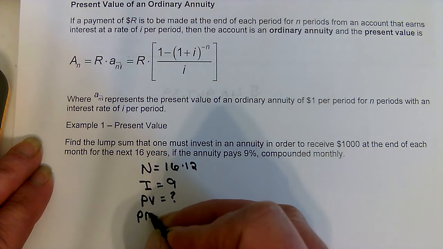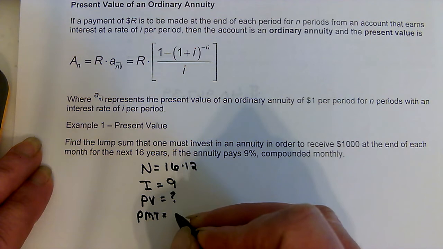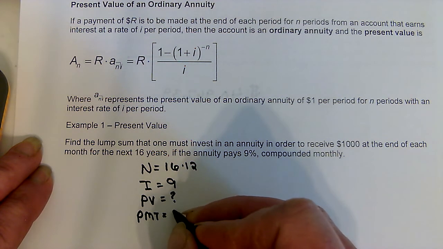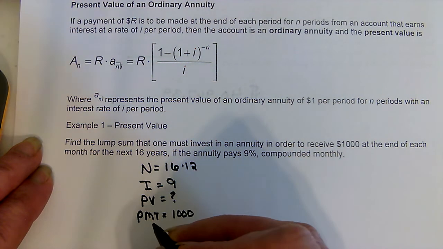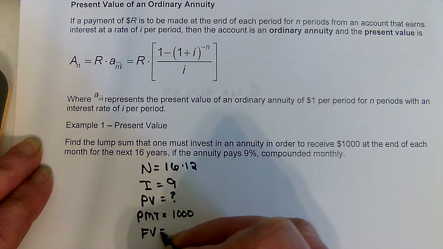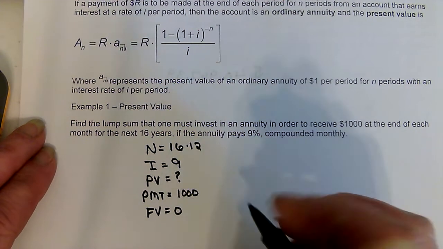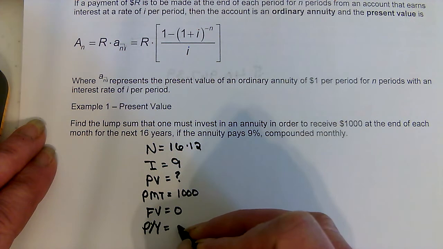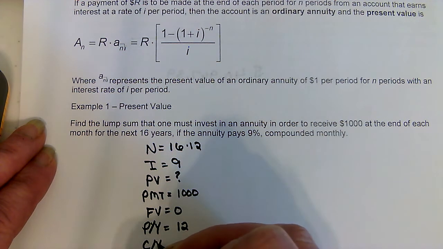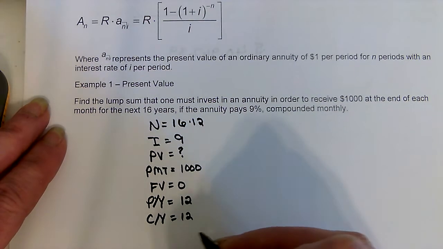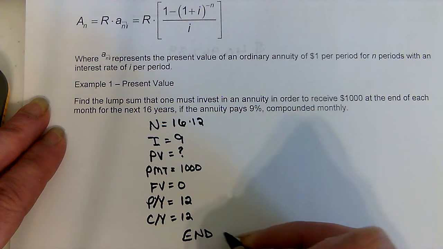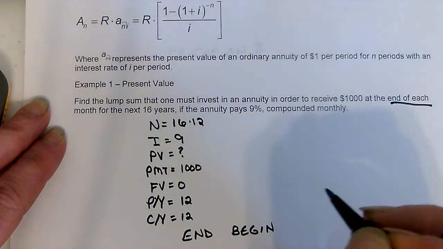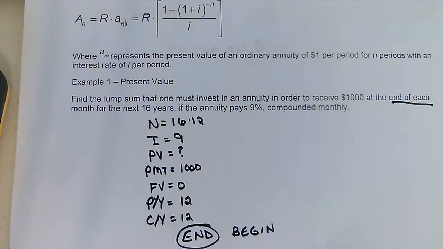The payments she wants to receive are $1,000, so we're going to put in 1,000 here. The future value would be nothing because it's going to pay it all out over that time period. The payments per year would be 12, and so would the compoundings per year. And then when we get down to where it says end or begin, this one says they're receiving it at the end of each month, so we would select end.